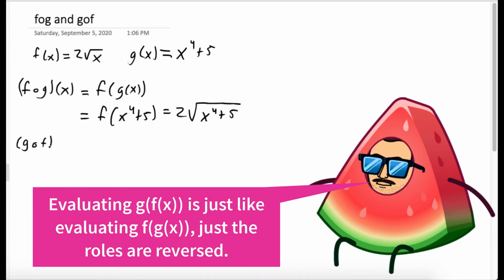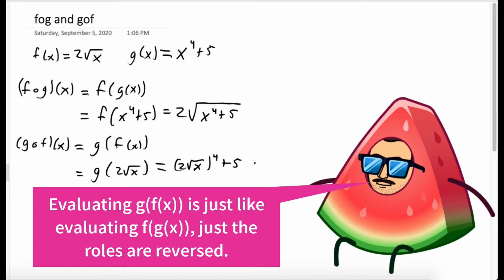So let's do it again with g of f of x. So here we're going to take the function g, and everywhere we see an x, we're going to replace it with the whole function f of x. So this is g of 2 square root of x. So everywhere we see an x, we put 2 square root of x. So it's 2 square root of x to the fourth plus 5.